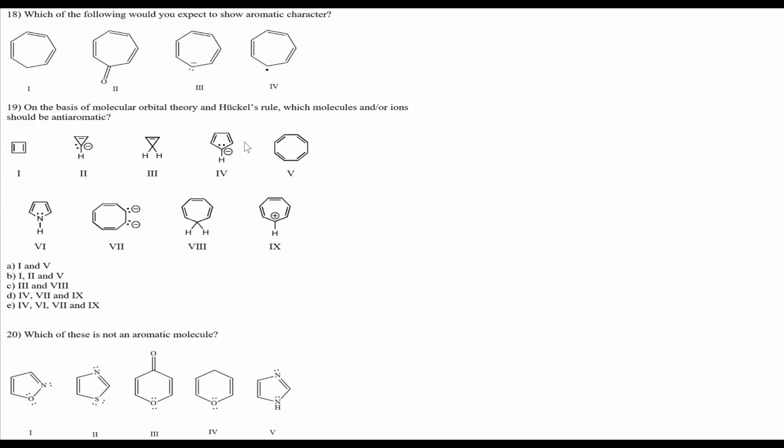Which of the following would you expect to show aromatic character? Well, first of all, number 1 would be wrong. It's not conjugated. You could just look at it and see that it's not conjugated. We have double bond, blank, double bond, blank, double bond, blank, blank. That's not good. So 1 is wrong. It's not even a chance.